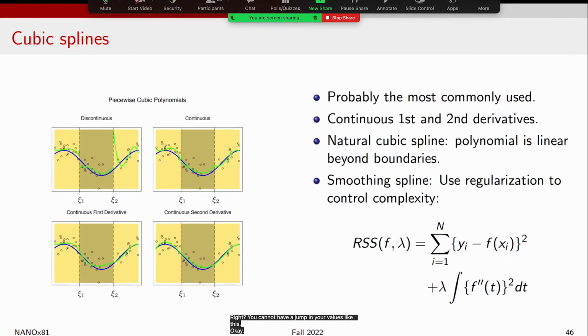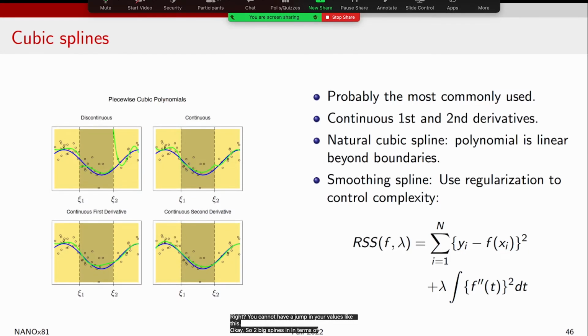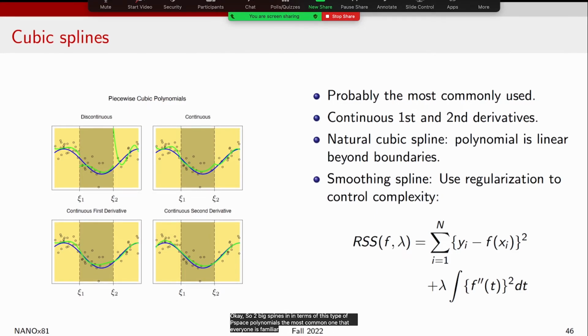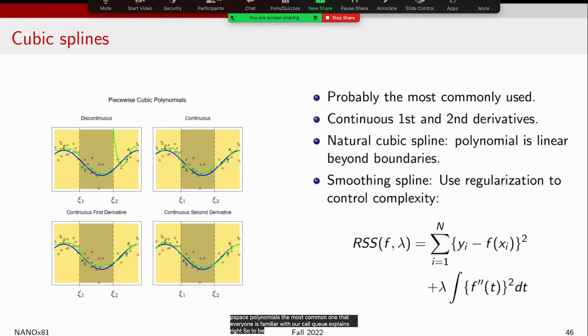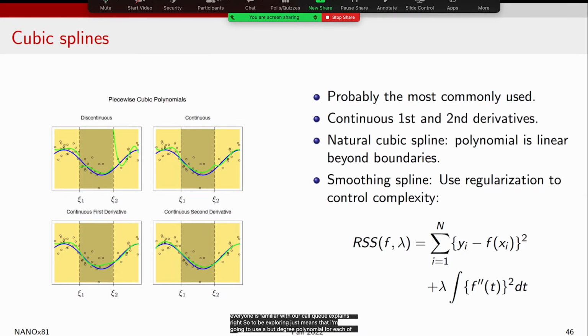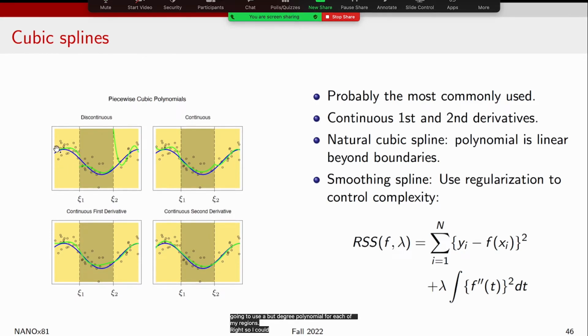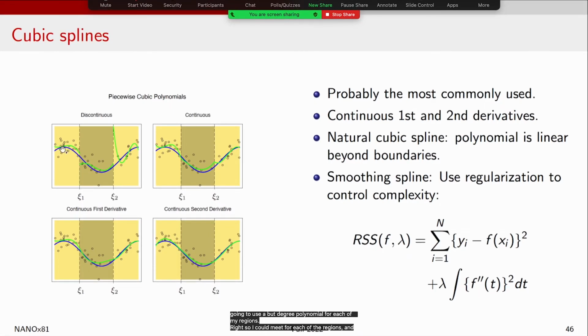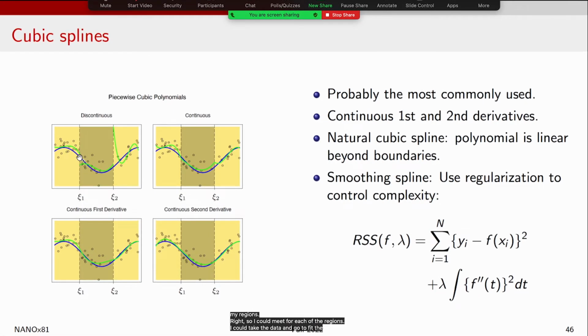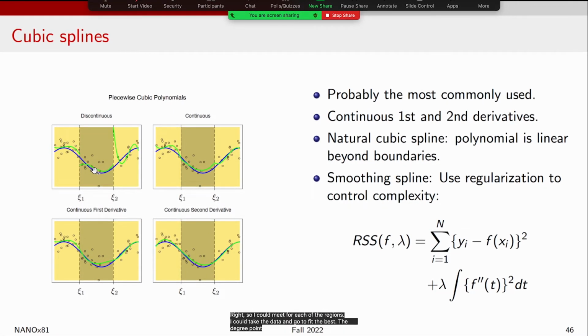So cubic splines, in terms of this type of piecewise polynomials, the most common one that everyone is familiar with are called cubic splines, right? So cubic splines just means that I'm going to use a third degree polynomial for each of my regions, right? So for each of the regions, I'm going to take the data, and I'm going to fit the best third degree polynomial to the data, all right?